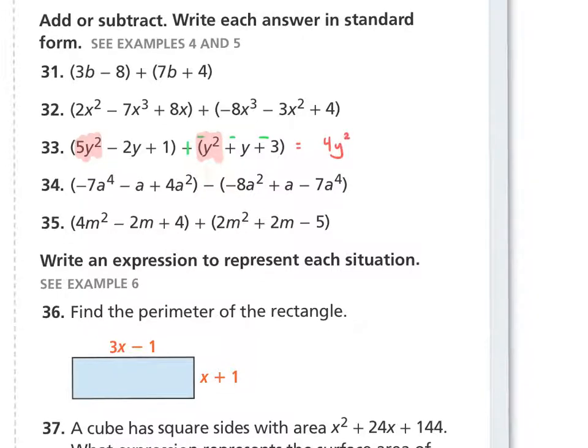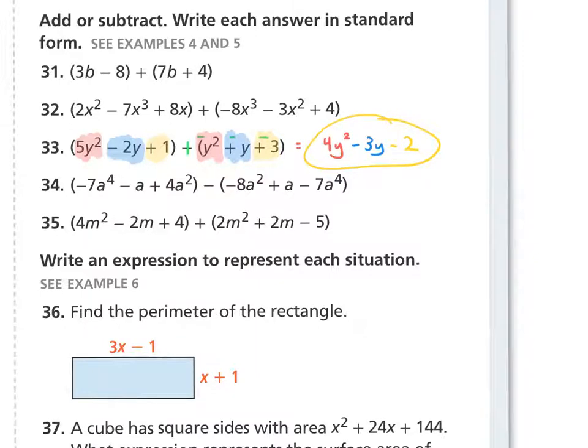So now let me look at the linear terms, the y to the 1. I have a negative 2y and a negative 1y. So that gives me a negative 3y. And lastly, I'm going to look at my constant, the number that has no variable. So I have a 1 minus a 3. So here we get a negative 2. So this is my answer, and it is in standard form.